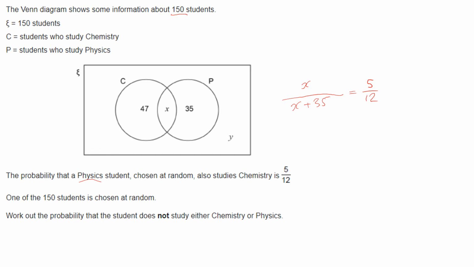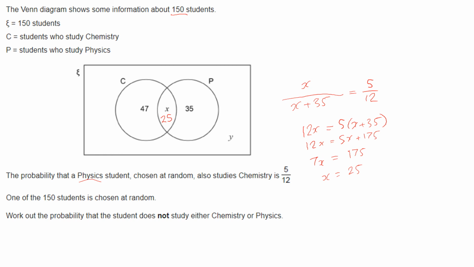We can do some cross multiplication here. We can times the 12 across to the left hand side, and we can times the x plus 35 across to the right hand side. Then we could expand our bracket. We could subtract our 5x, and we could divide by 7, and we'll get that x is equal to 25. Great. So we can fill in 25 in the center.